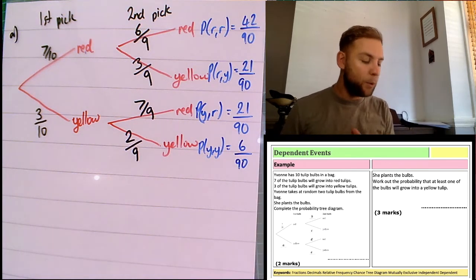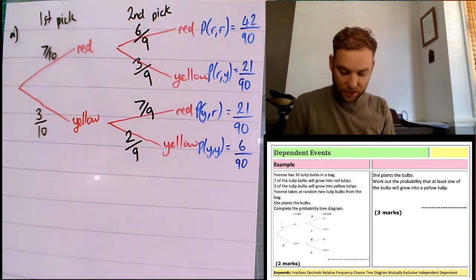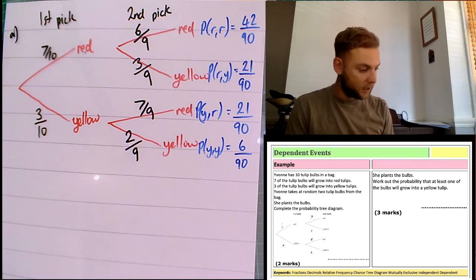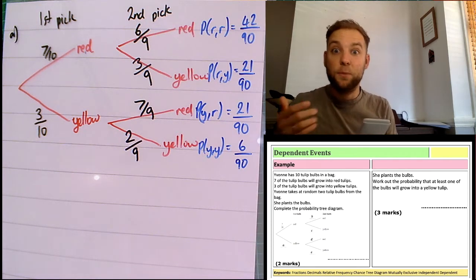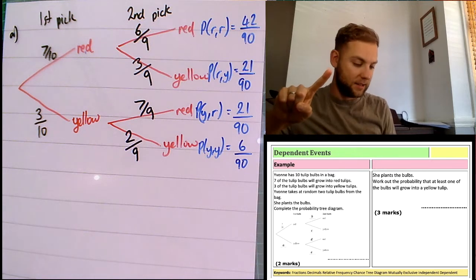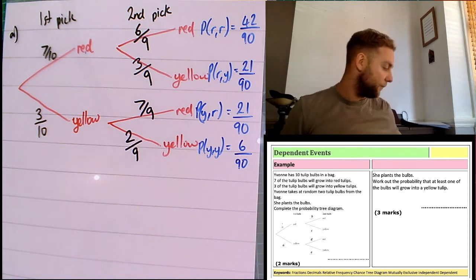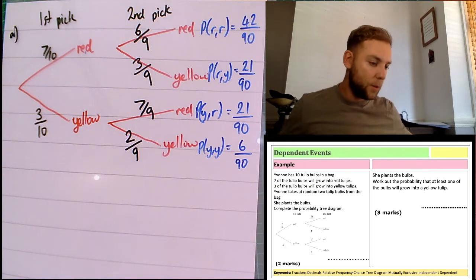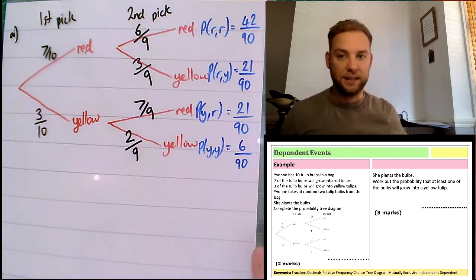Well, there's a really simple way to check that these are right, so that we can add them all together. So 42 out of 90 plus 21 out of 90 plus 21 out of 90 plus 6 out of 90, and this should be equal to 1, which is 90 out of 90, which it is 90 out of 90. Brilliant. So that one's perfect. So we've done our tree, we've got our probabilities.